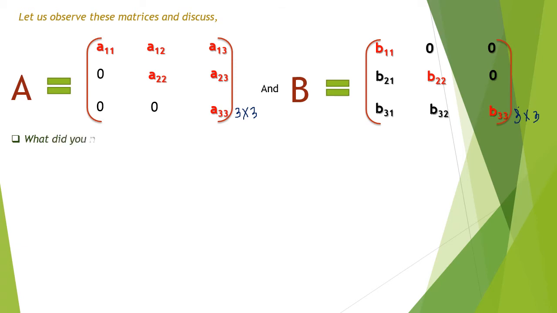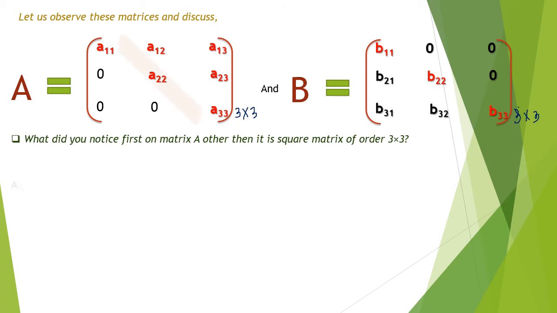Now you can see the question. What did you notice first on matrix A, other than it being a square matrix of order 3 by 3? As we already know, it is a square matrix of order 3 by 3. And the other thing we can notice is what you have noticed. Just pause the video and think about it for a few minutes.